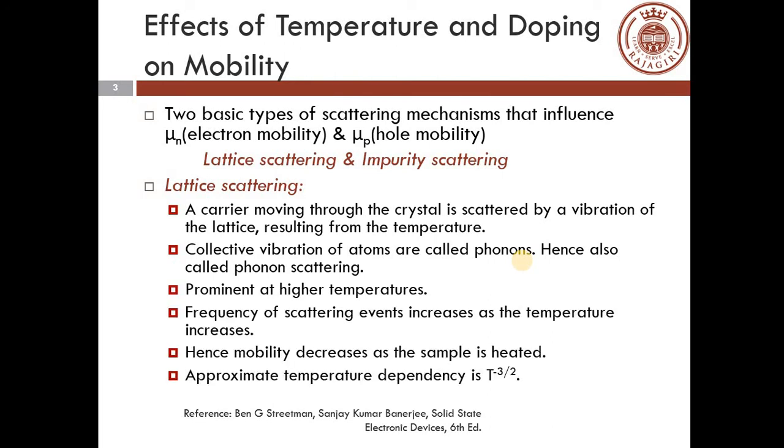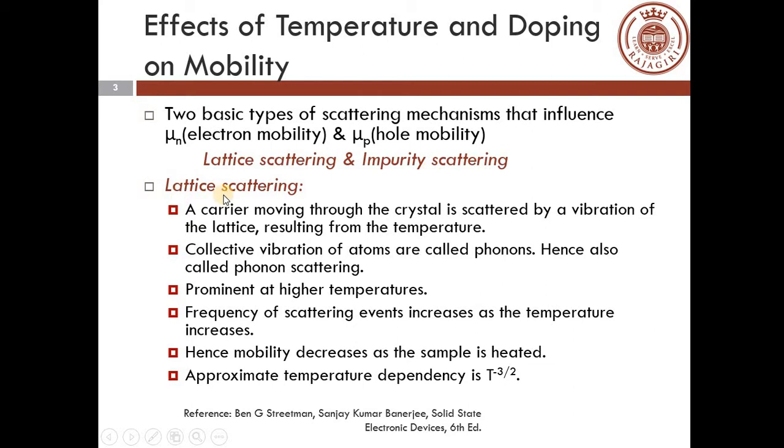In part 1 of Module 2, we discussed drift, conductivity and mobility of charge carriers. Now, let us see the dependence of mobility on temperature and doping. There are basically two types of scattering mechanisms that affect the mobility of charge carriers in a crystal lattice. The scattering mechanisms are lattice scattering and impurity scattering.